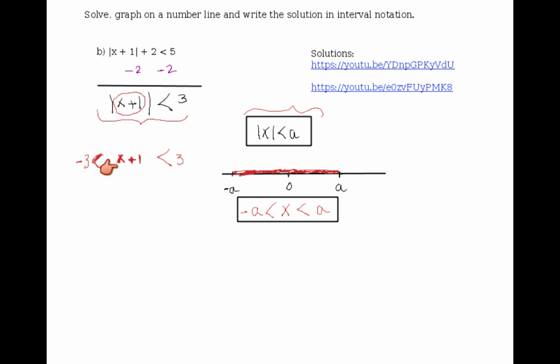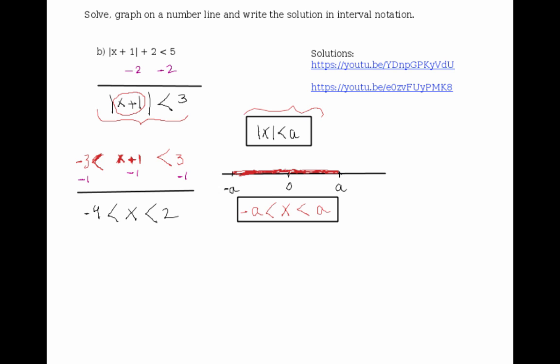Can somebody tell me what would be the next step here? How do you solve for x? What do you have to do? How do you isolate x? Subtract 1 from each side of this inequality. So there we get negative 4 here, x in the middle, and that would be 3 minus 1, which is equal to 2.